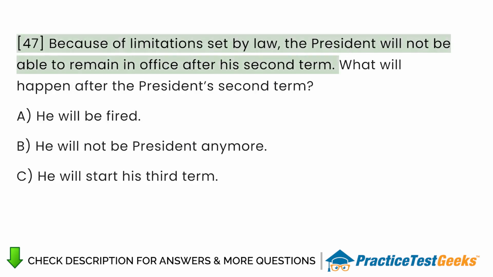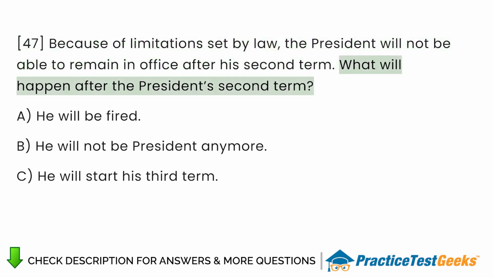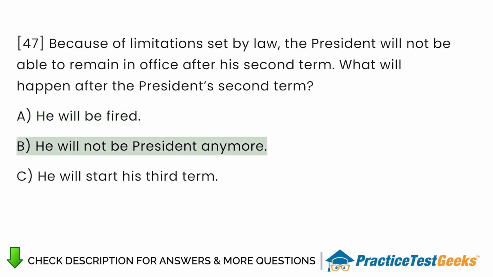Because of limitations set by law, the president will not be able to remain in office after his second term. What will happen after the president's second term? A. He will be fired. B. He will not be president anymore. C. He will start his third term.